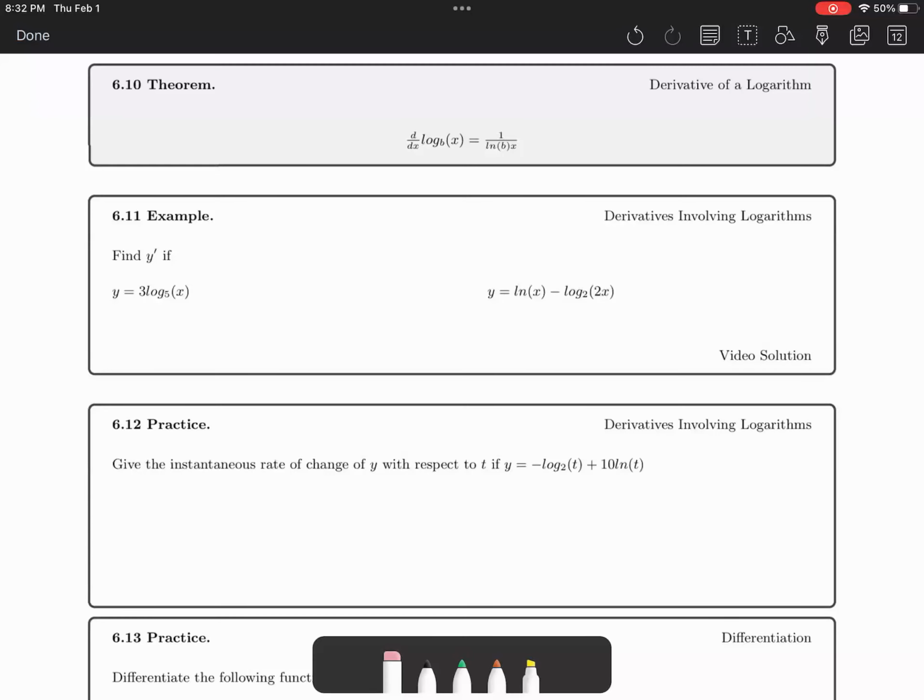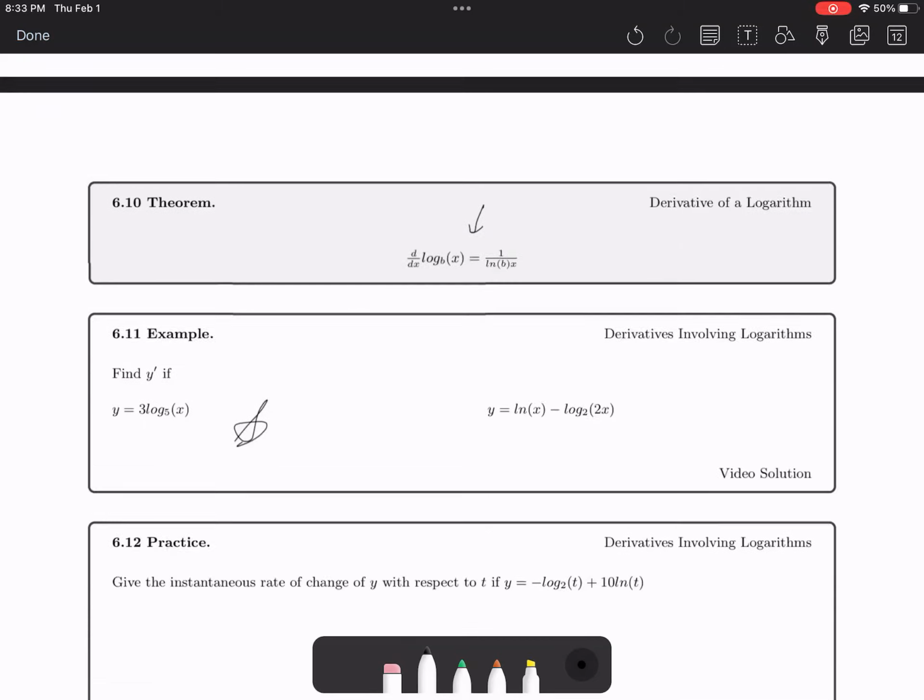Example 6.11 is going to walk us through finding derivatives of logarithms which have a base different than Euler's number e. For instance, this log base 5 over here. And just like the previous video, I am horrible at memorizing, so I have to derive this rule every time. If you already have this memorized, go ahead and skip back to when I come back to this box.